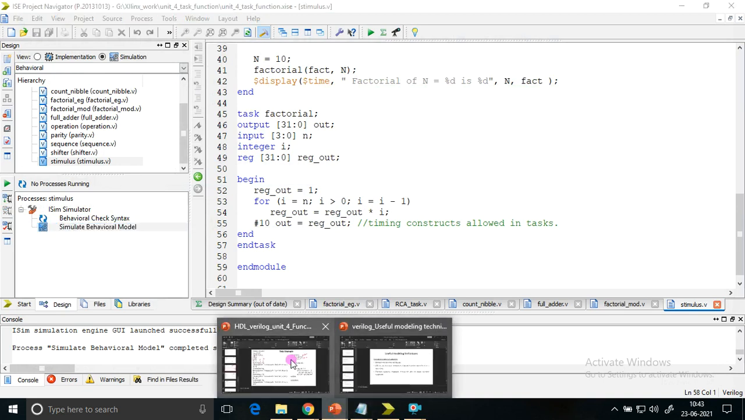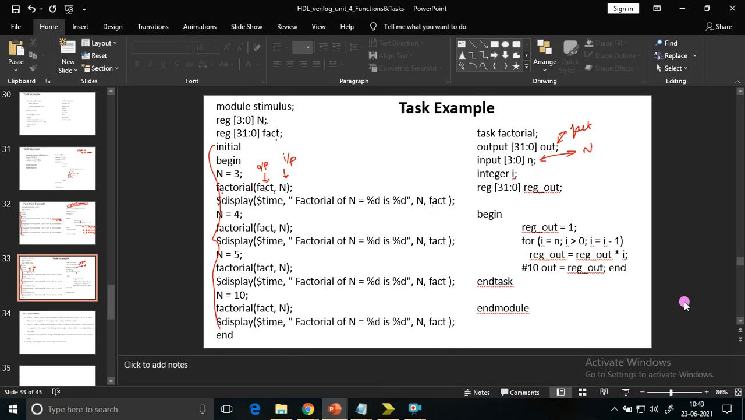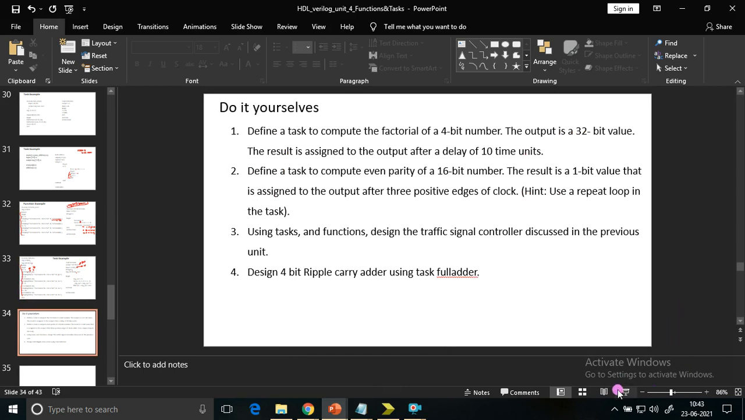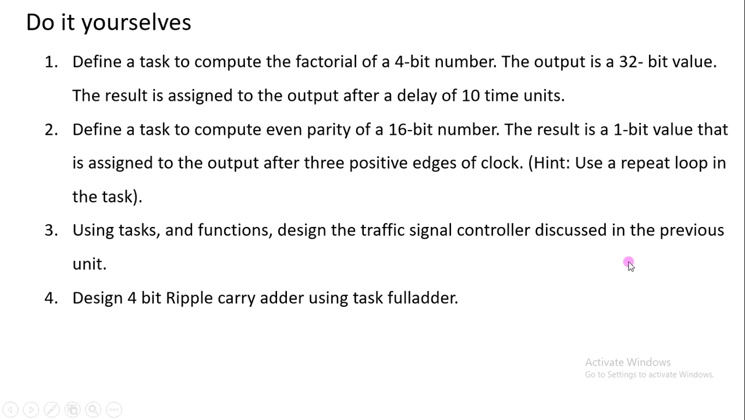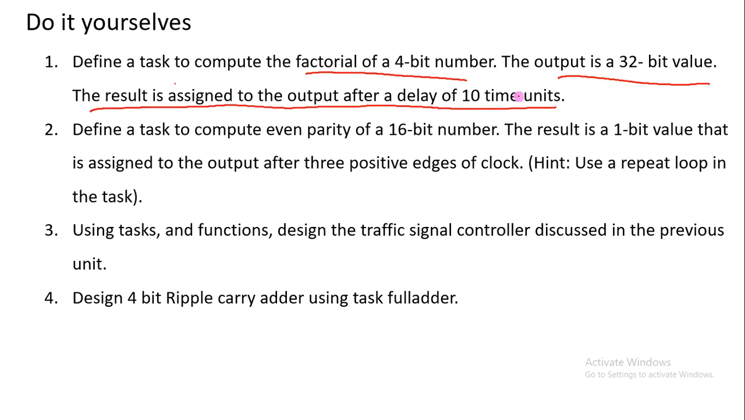I hope the things are clear. I'm going a bit fast because I think these concepts are already familiar to you since the earlier units. So do it yourself. I'm giving you certain tasks you can try by yourself. Define a task to compute the factorial of a 4-bit number. The output is a 32-bit value. The result is assigned to the output after a delay of 10 time units.